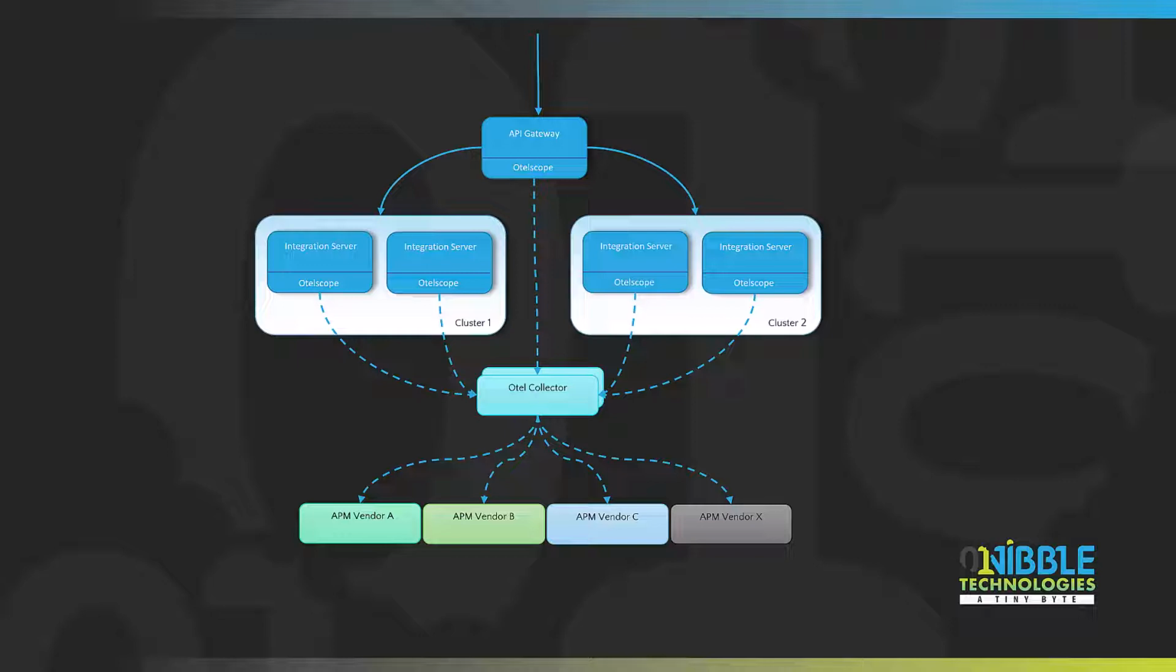This context propagation occurs even when transactions leave the webMethods environment and are passed to external systems that are also OpenTelemetry compliant, or even if the transaction passes through a messaging provider like Broker or Universal Messaging. Let's go see Otelscope in action.